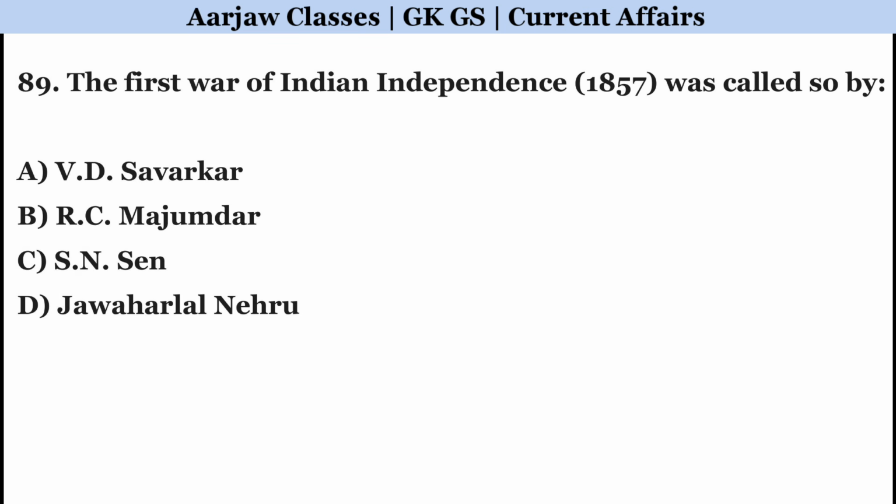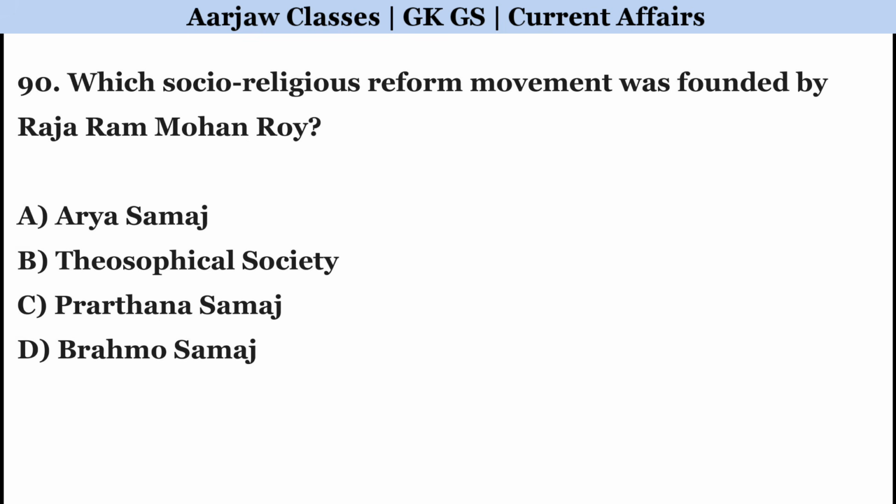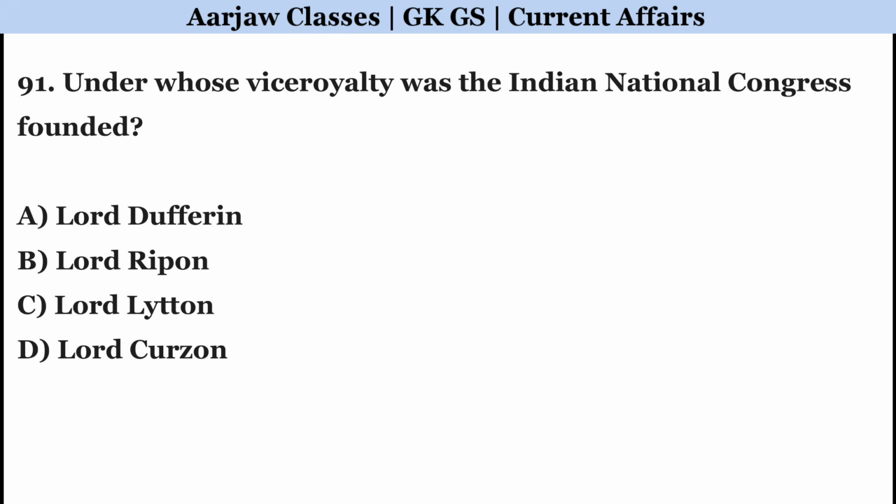The first war of Indian independence 1857 was called so by. Correct option is A. V.D. Savarkar. Which socio-religious reform movement was founded by Raja Ram Mohan Roy? Correct option is D. Brahmo Samaj. Under whose viceroyalty was the Indian National Congress founded? Correct option is A. Lord Dufferin.